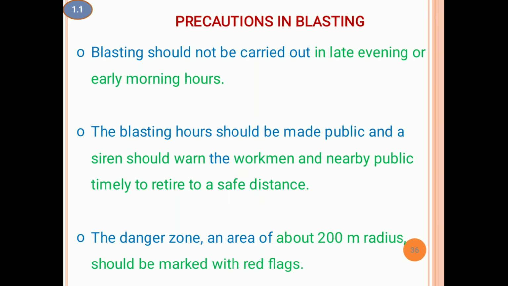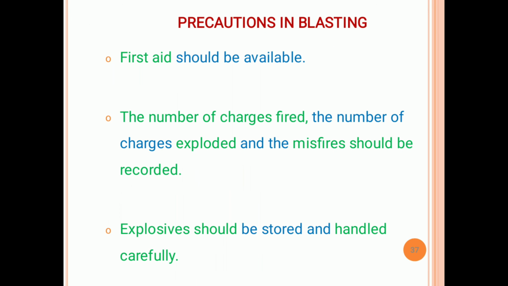So what are the precautionary methods to be adopted? This is a common method. Whenever a blasting is happening in any place, it should normally not be carried out late in the evening because people will be moving. Normally it will be done in the early morning hours, right? The blasting hour should be made public, and a siren should be sounded to warn the workmen and nearby public not to enter the blasting zone. A radius of about 200 meters should be marked with red flags so that unknowingly no people enter the zone. The precautionary measure in blasting is that first aid should be available.